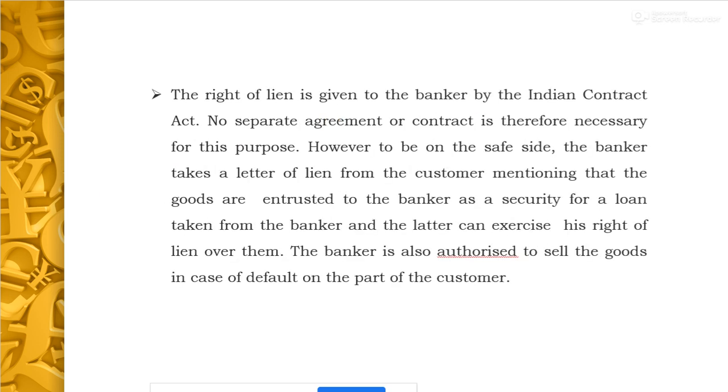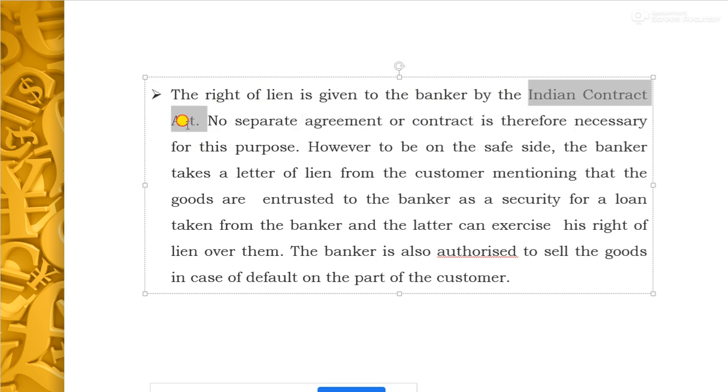Now, next is the right of lien is given to the banker by the Indian Contract Act. So the right of lien is conferred upon the banker as per the Indian Contract Act of 1872. You know the Indian Contract Act? You have already studied the Indian Contract Act. So the right of lien is given to the banker by the Indian Contract Act, or the right is conferred upon the banker by the Indian Contract Act of 1872. So no separate agreement or contract is necessary for this purpose.